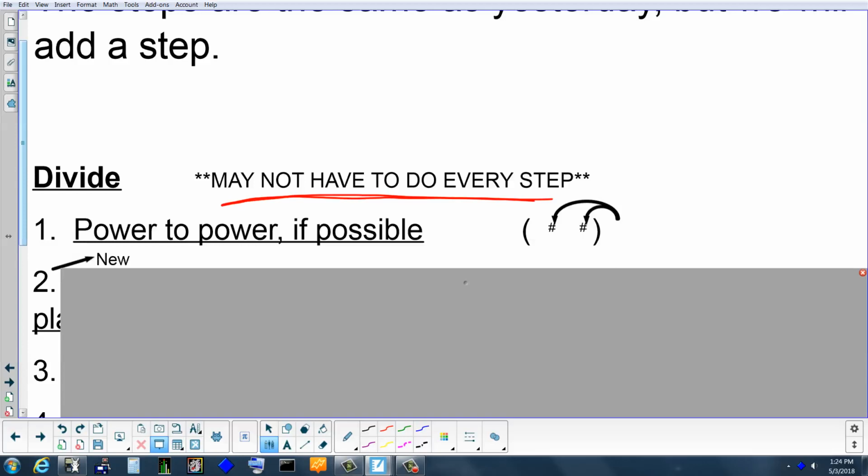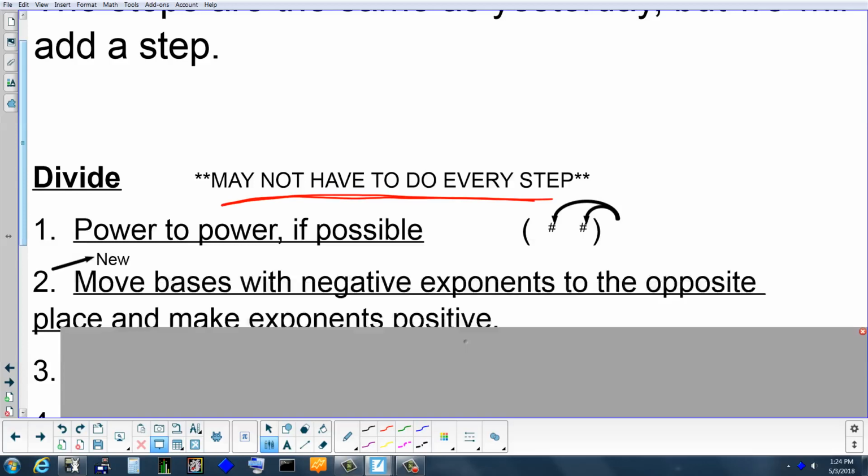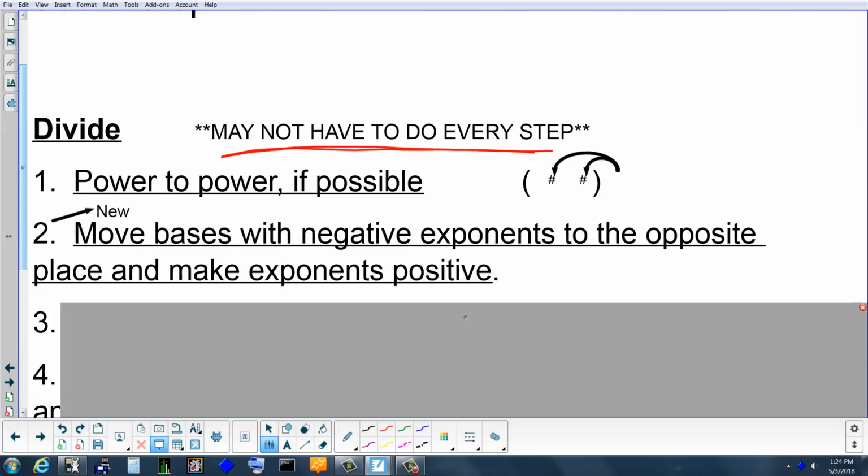Step 2. This is the new step. I don't know if it says new on your notes, but you might want to put new on the left side next to it. Step 2 fixes the negative exponents. And we did more than just write fix it. We even told you how to fix it. Take the base with the negative exponent and put it in the opposite place in the fraction. If it's negative in the top, put it in the bottom. If it's negative in the bottom, put it in the top.